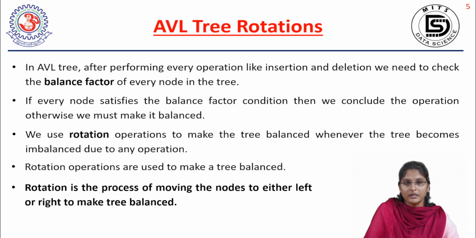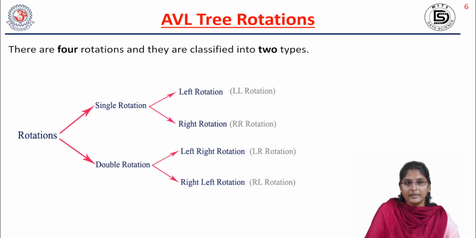Whenever the tree becomes imbalanced due to any operation like insertion or deletion, we need to balance the tree. Rotation operations are used to make a tree balanced. Rotation is the process of moving the nodes to either left or right to make the tree balanced. And see here, there are 4 rotations: different rotations like single rotations and double rotations. These are the 4 rotations.